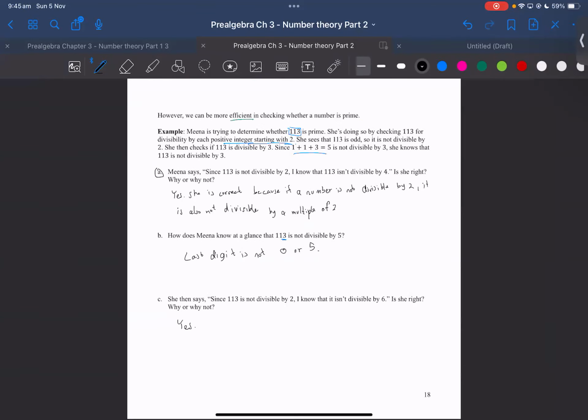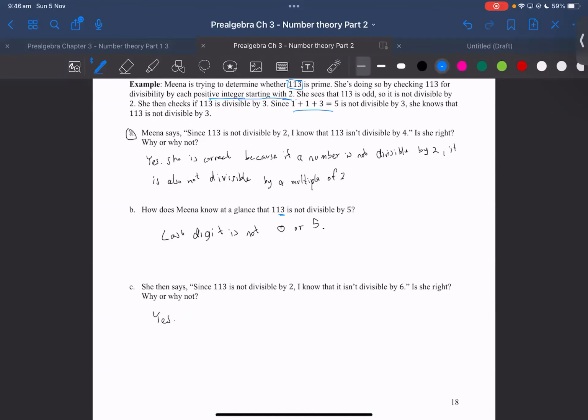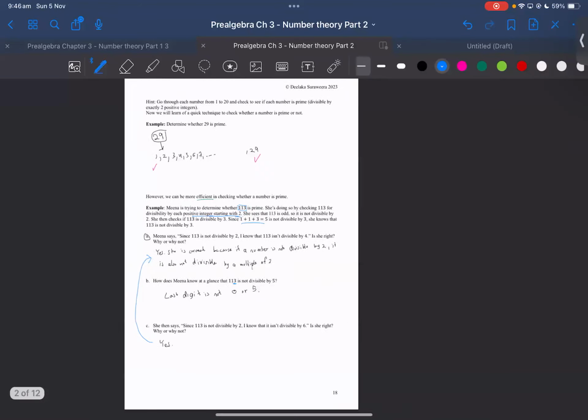And why? Because if 113 isn't divisible by 2, it isn't divisible by multiples of 2, like 2 times 3. So the point is, because 113 is not divisible by 2, it's not divisible by a multiple of 2 either. So it's not divisible by 6. Is that clear for everyone?